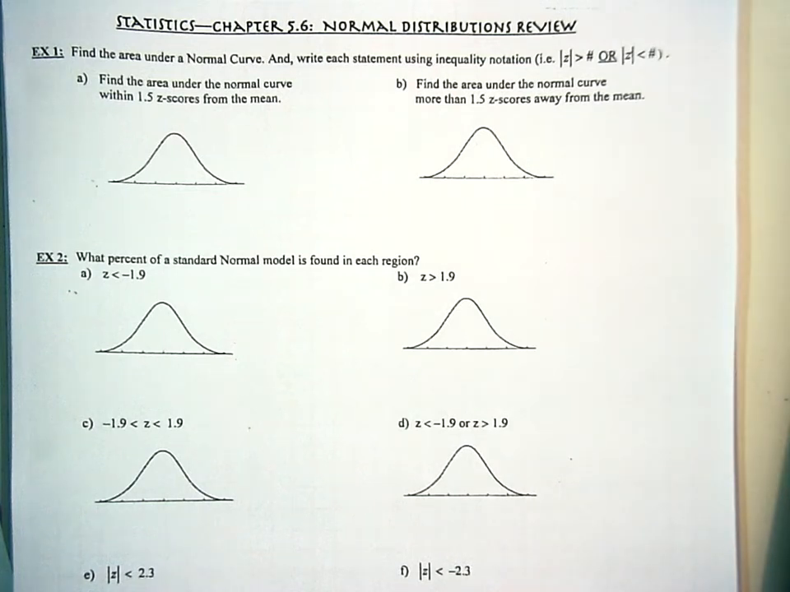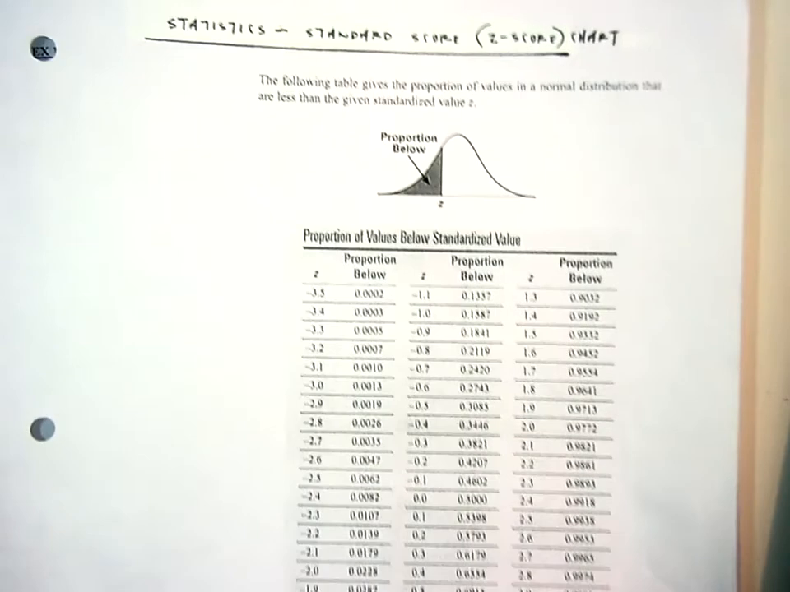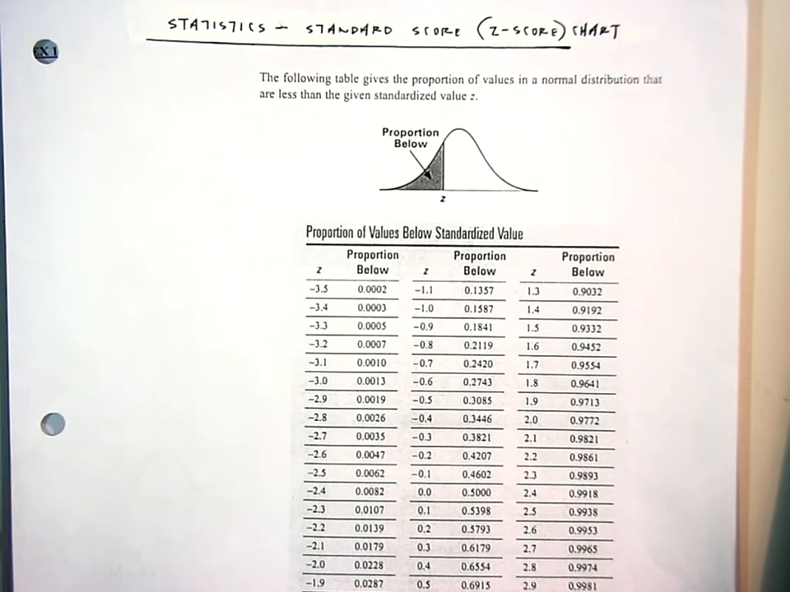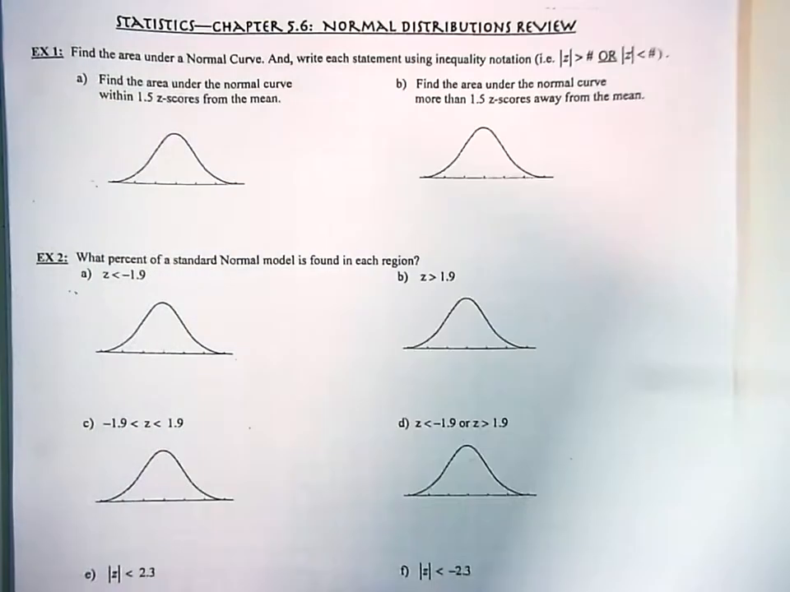Today we are taking on just a little bit more practice with Chapter 5.6, Normal Distributions Review. So here, what I want to make sure that everyone has out is our beautiful z-score chart. We will need it for our problem sets for today. All right, let me put that aside.